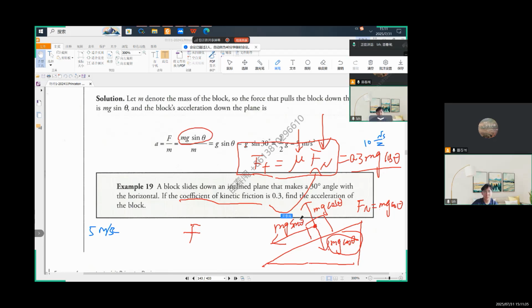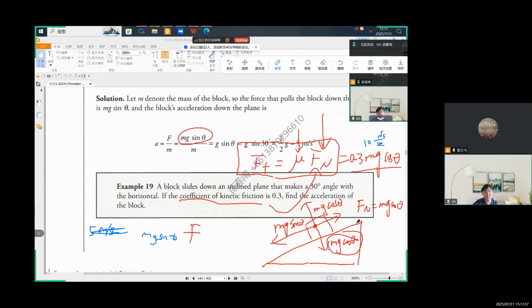Do you know m in this situation? I don't think you know m. No, we don't have the mass. So because we're going to simplify it, let's just leave it at mg sine theta there. We don't know m. Mg sine theta over m.